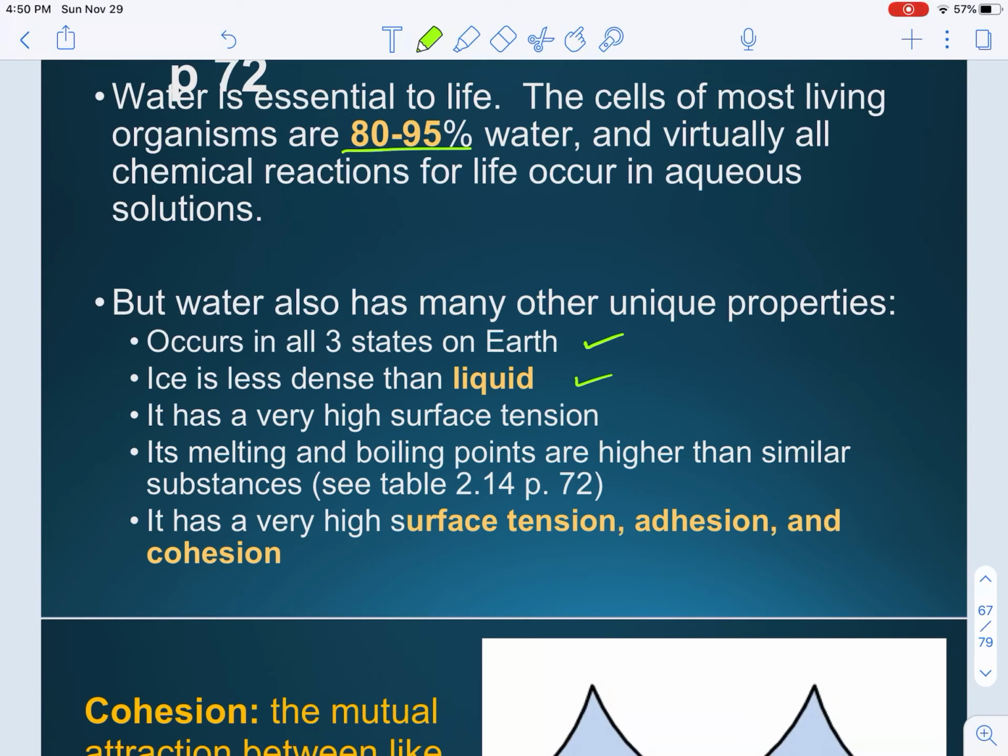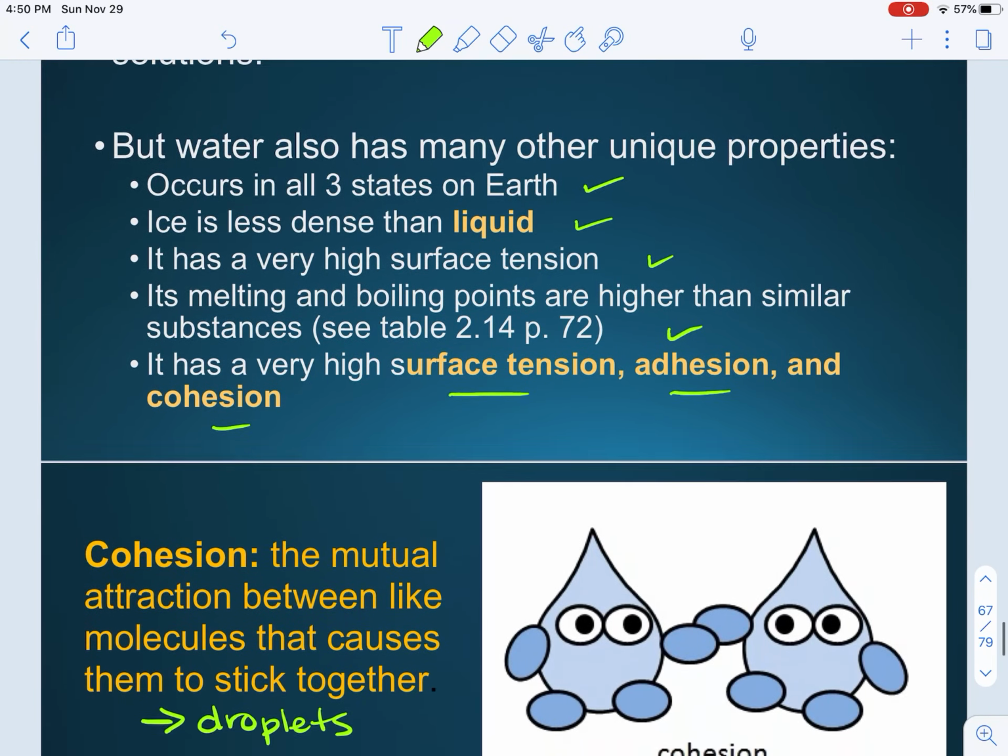For example, if you freeze some oil and you put a cube of oil in liquid oil, that cube of oil will sink. Water, back to water, has a high surface tension, and you have a chance to watch a video of insects that can walk on water to make you remember about that. And the boiling point and melting point is higher as well. Water has a high surface tension, high adhesion and cohesion.